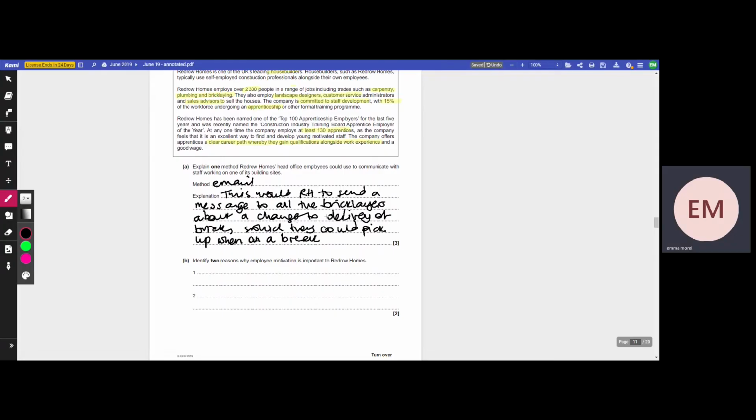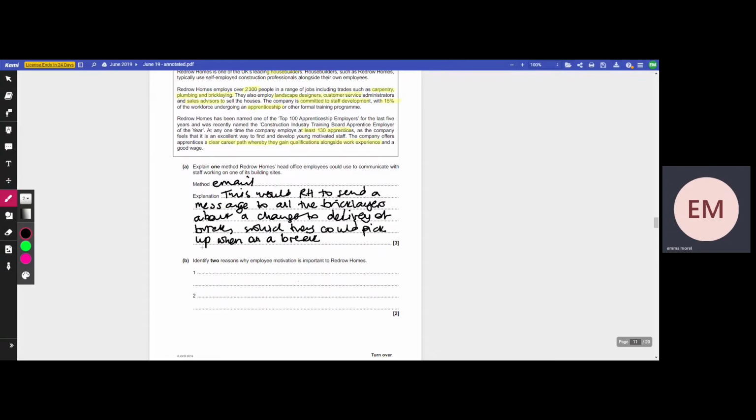So they can pick it up, they can email a group of people. We've clearly made it relevant. So bricklayers about the delivery of bricks, which they could pick up when they're on a break because email's not going to interrupt them while they're out laying their bricks. Now we've got 2 reasons why employee motivation is important to Redrow Homes. This is where we want to bring in some of these key facts that we've been given.